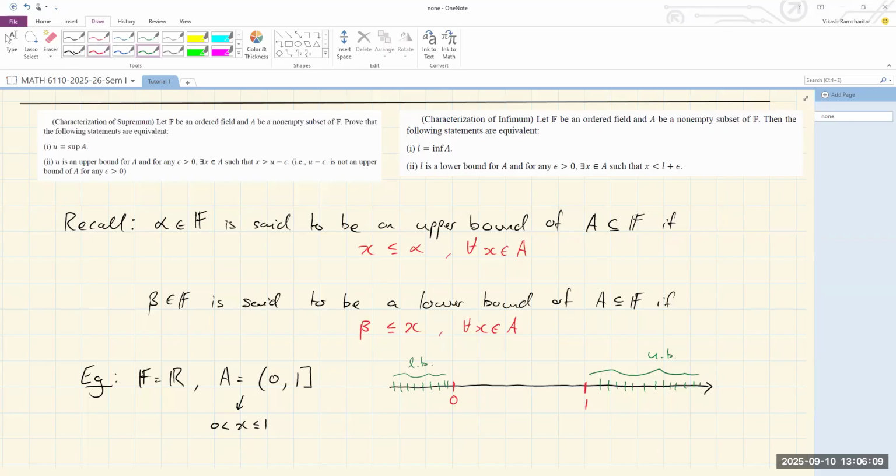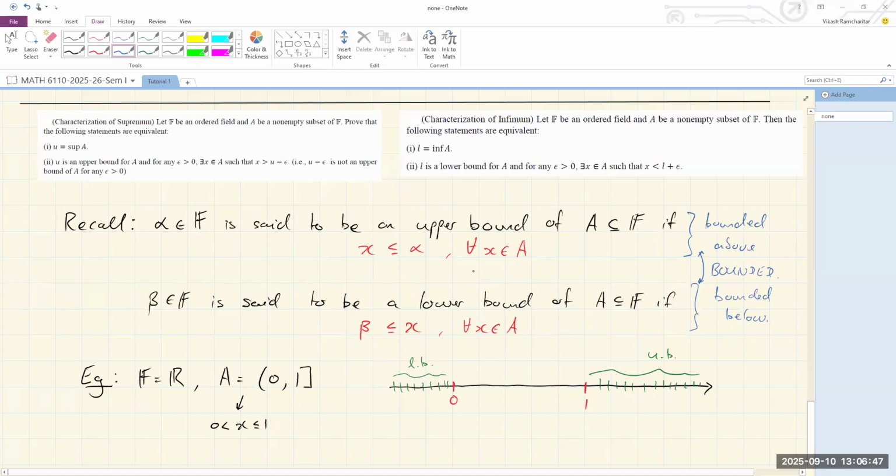When a set has a lower bound, so in general, not all sets have upper and lower bounds. Okay, so hopefully you remember all of this. If a set has an upper bound, we say that the set is bounded above. And if a set has a lower bound, we say that the set is bounded below. And if a set has both of them, we say that the set is simply bounded. Okay, so bounded means both above and below.